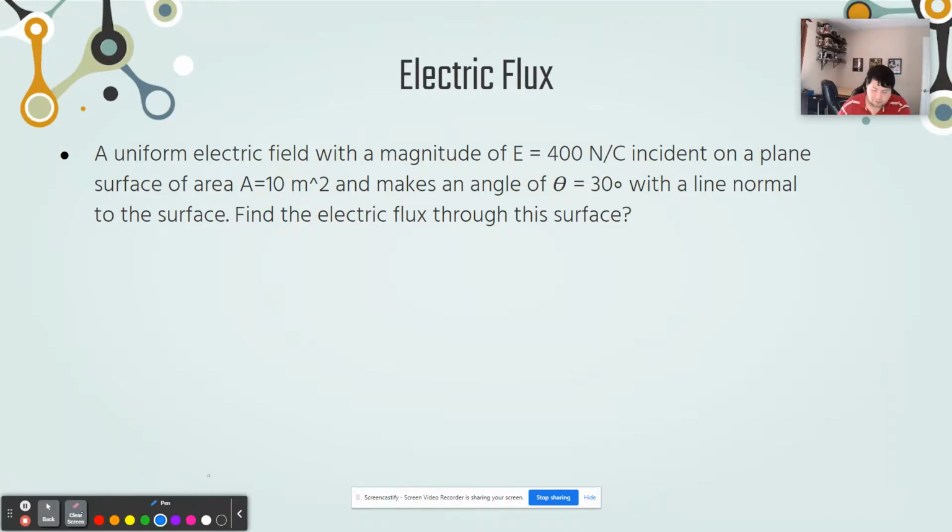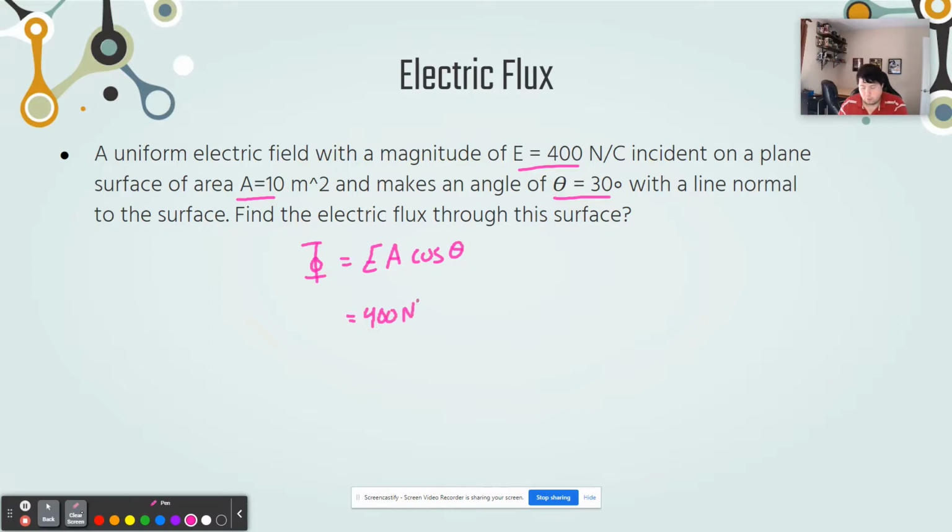With these electric flux questions, I've got to figure out which equation I'm working with. Is it the Q enclosed one, or the one with the angle and the area? They make this one kind of easy because they've mentioned the area, the angle, and the electric field strength. So I know what equation I'm using. It's going to be flux is E times A times the cosine of my angle. And so I got to plug in my numbers here.